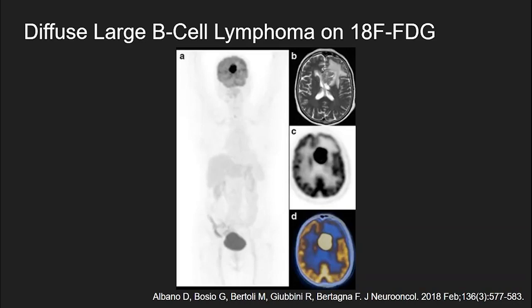And you can see this large tumor in the left frontal lobe extending to the lateral ventricle with significant surrounding edema on MRI, and it is intensely FDG avid as seen on the whole body MIP images in A, the PET slice image in C, and the fused image in D. Lower grade lymphomas will be difficult to distinguish from FDG background uptake on these scans.